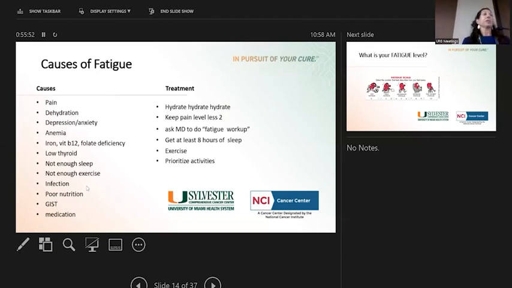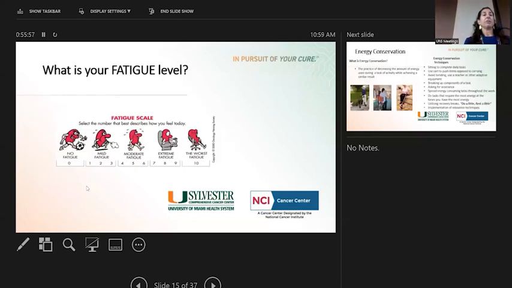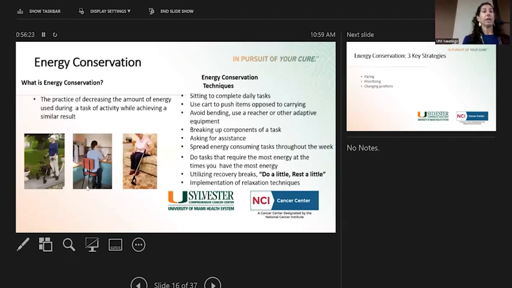Again, dehydration can cause fatigue. And sometimes you just are going to be fatigued. You're on medications, and so you have to prioritize your activities. If you have more energy in the morning and you need to get things done, then you do those activities in the morning so you can rest later. You may not be able to get everything done, so you prioritize your activities and conserve your energy.